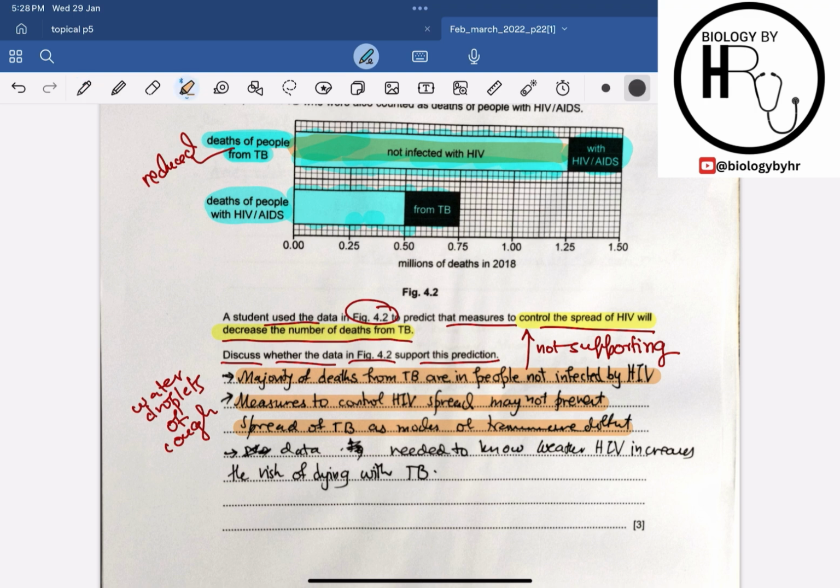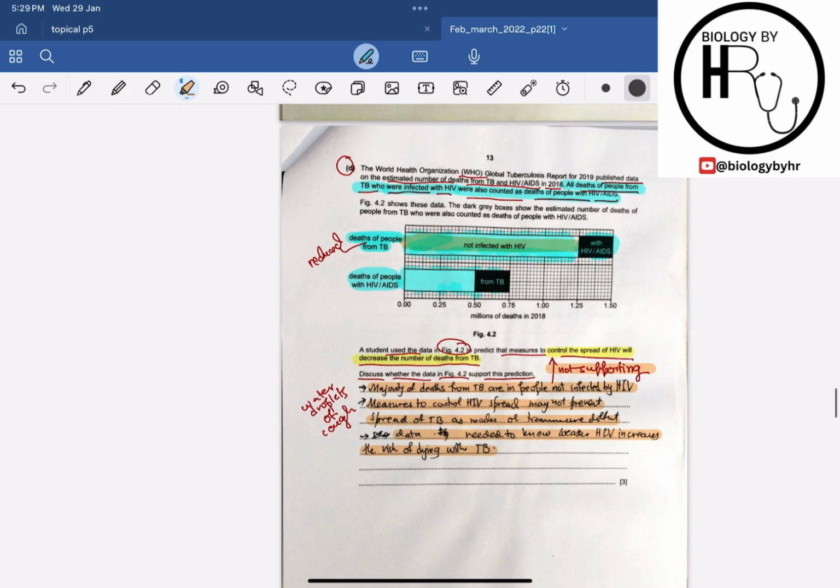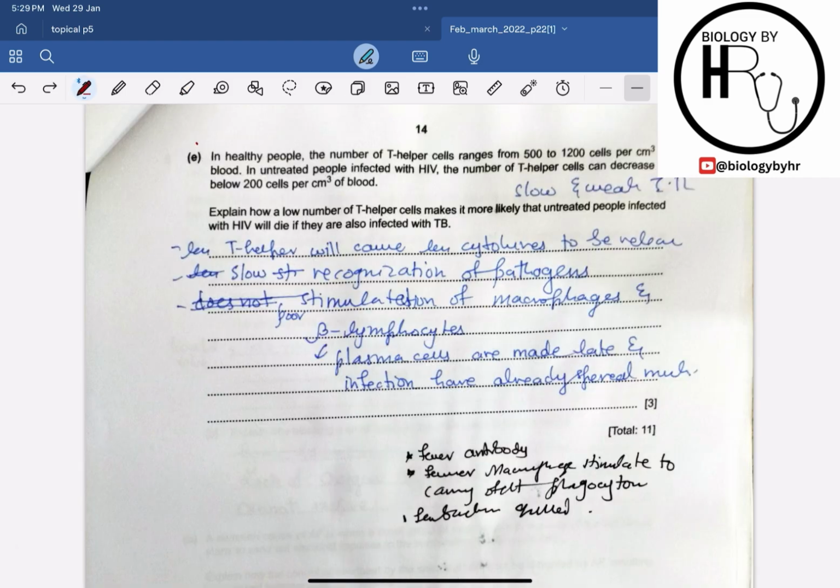So basically, data is needed to know whether HIV increases the risk of dying with TB or not. We need further data for this to understand even more whether HIV will increase the risk of dying with TB. We need more data for this, right? Otherwise, if we talk about the conclusion, it is basically not supporting, right? So I hope that this question is clear to all of you. Now let's give part E a read.